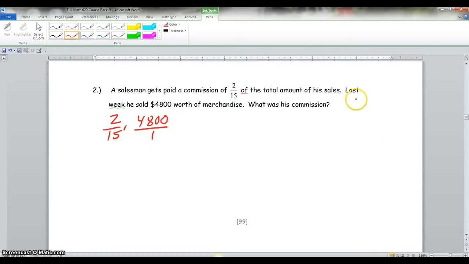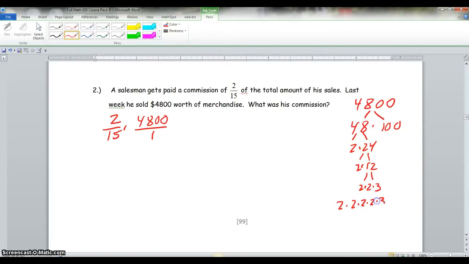Now we need to go off to the side and find the prime factorization of 4,800. Now what I'm going to do, to make this a little easier, is take 48 times 100. 48 we know is 2 times 24, which breaks down to 2 times 12, and 12 breaks down to 2 2's and a 3. So here we will have 4 2's and a 3. That'll take care of 48.